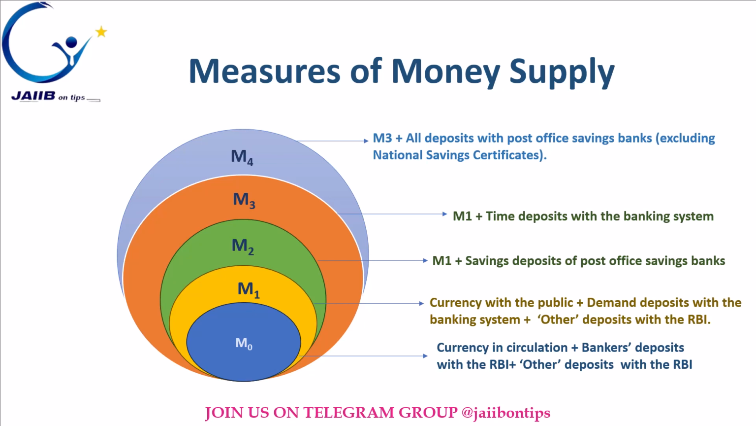So in a nutshell, we can say that M0 is currency in circulation plus bankers' deposits with the RBI and others' deposits with the RBI. M1 is the currency with the public plus demand deposits with the banking system plus other deposits with the RBI. M2 is M1 plus savings deposits of post office savings banks. M3 is M1 plus time deposits with the banking system. M4 is M3 plus all deposits with post office savings banks excluding NSC.